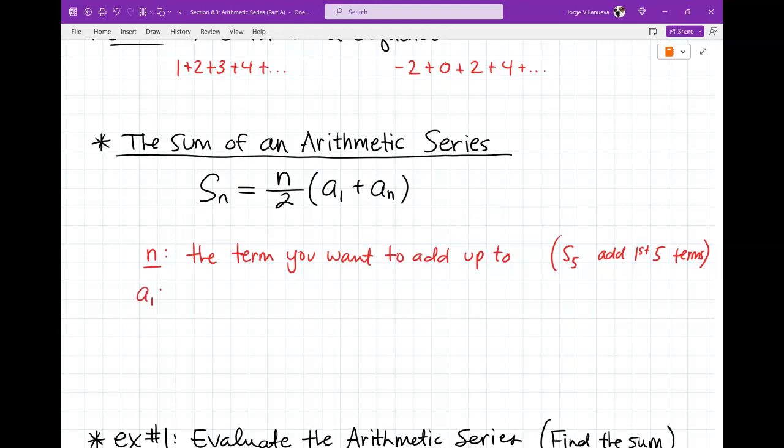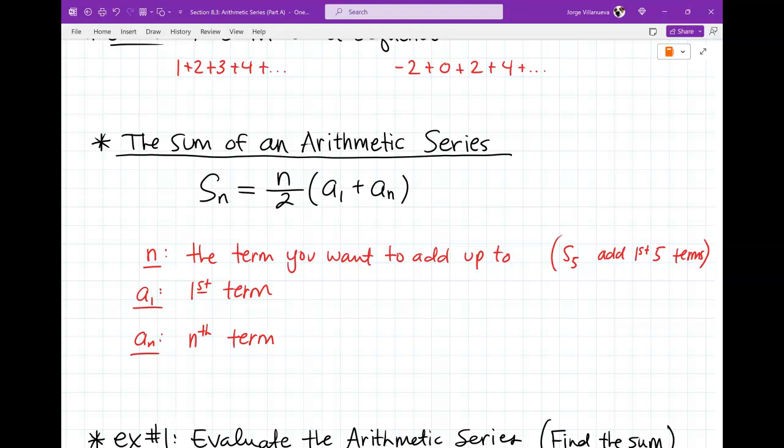A sub 1, we should know that already. That's the first term. Okay? And a sub n, they call that the nth term. Now, a sub n depends on what the n value is, right? So if they want me to add up the first 10 terms, so if n is 10, then we'd have a sub 10, right? So depending on what n is, that gives a definition for a sub n. Okay, so if n is 7, then we're going to go all the way to a sub 7. If n is 100, we're going to go to a sub 100, all right? So this isn't difficult as long as they give us the required information.